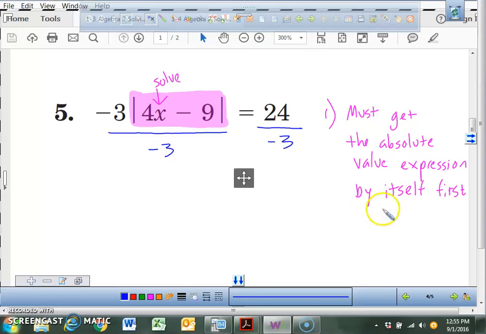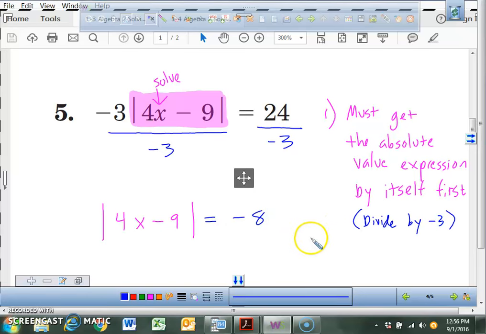So we have to divide both sides by negative. That's how we did it. So divide by negative 3. That's what we did on both sides. So let's see what we have left. We have the absolute value of 4x minus 9 is equal to a negative 8. That's what we have left. Okay?